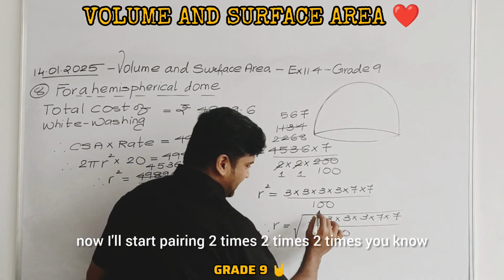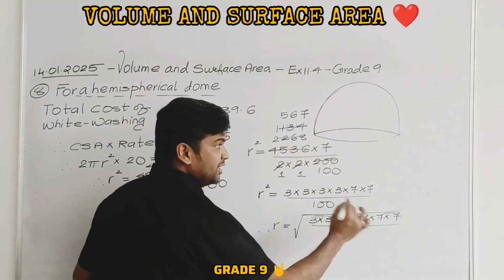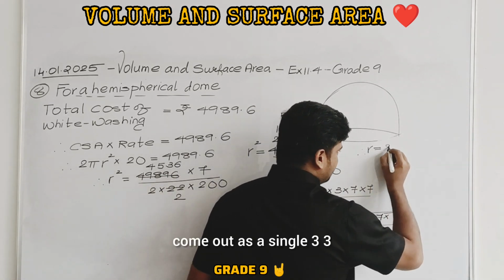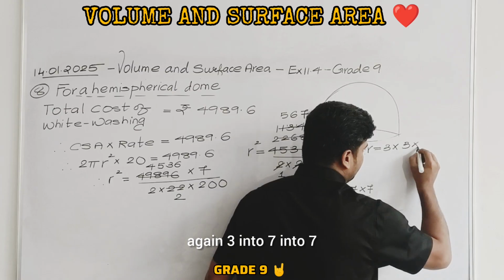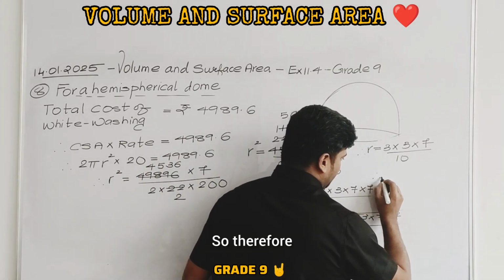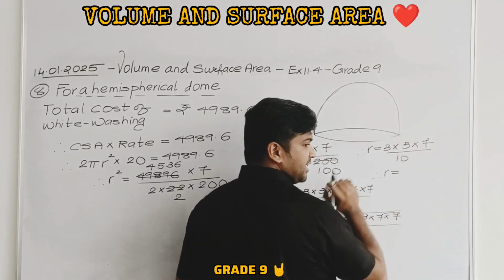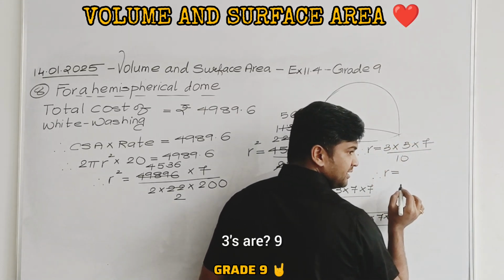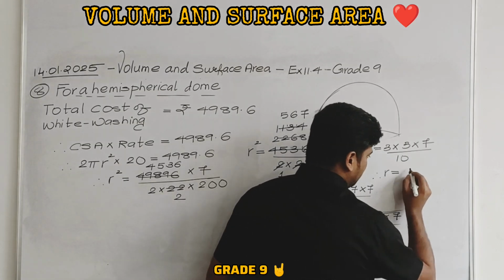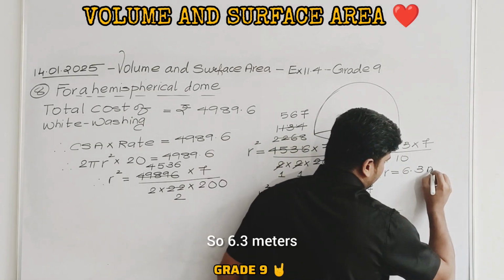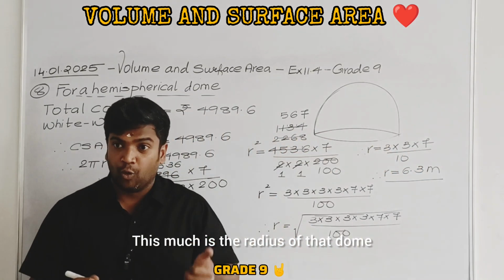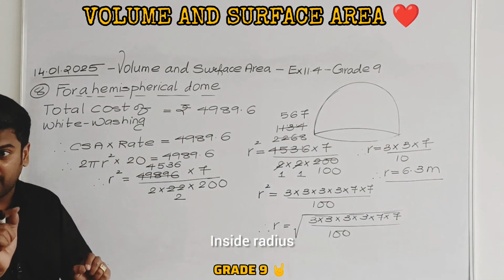Now 100. I'll start pairing 2 times. You know when 3 2 3s come out as a single 3. Again 3 into 7 upon, and what is the square root of 100? 10. So therefore r equals 3 3s are 9, 9 7s are 63, upon 10. कितना मिलेगा आंसर? 6.3. Perfect. So 6.3 meters. This much is the radius of that dome. Inside dome. Inside radius. Good.